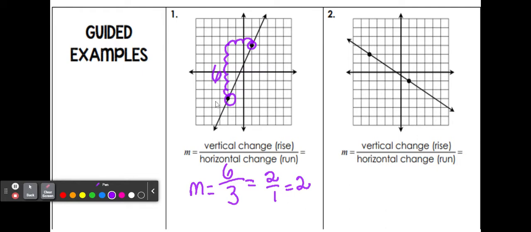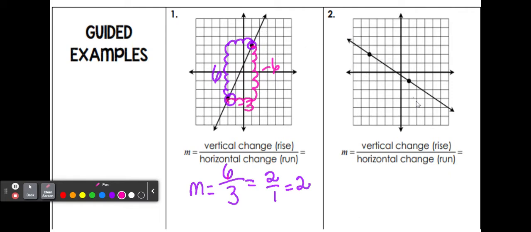So that is finding. Now, what if you thought, I kind of wanted to count from this point to this point? You can. You're going down 1, 2, 3, 4, 5, 6, and you're going left 3. So you're still getting a negative 6 over 3 slope, and it's a positive slope, right? It's going up to the right.